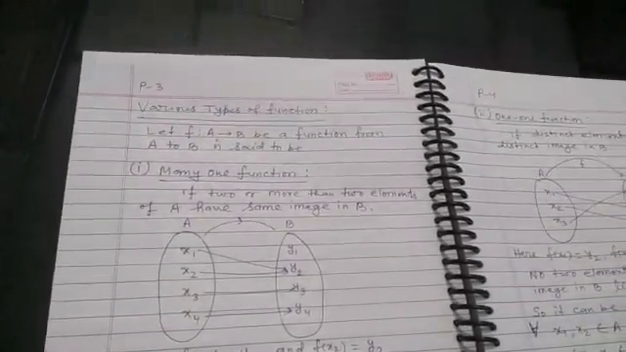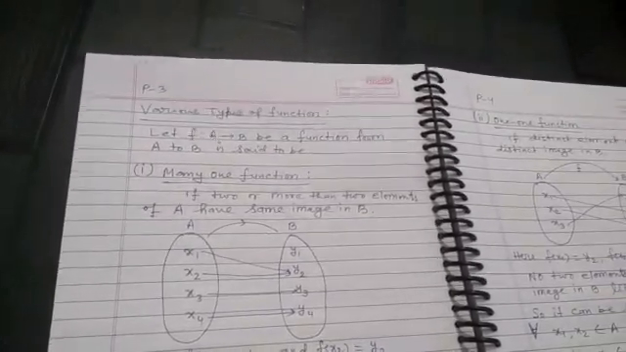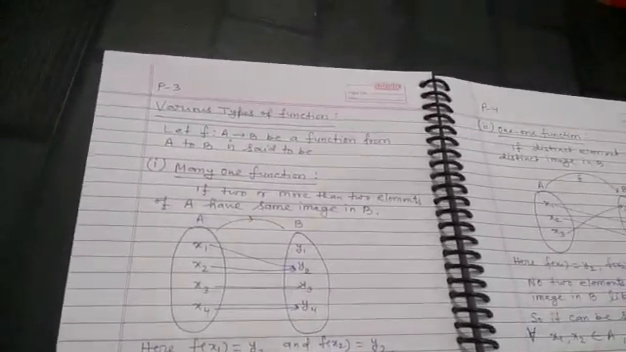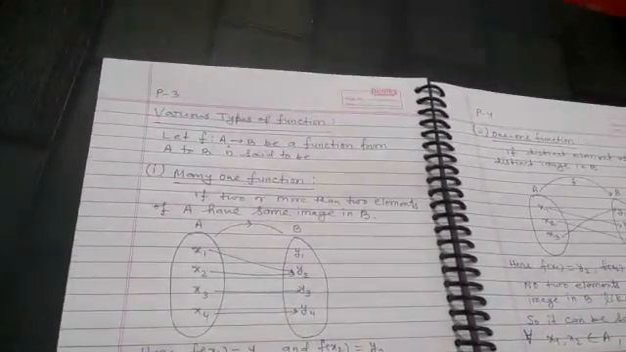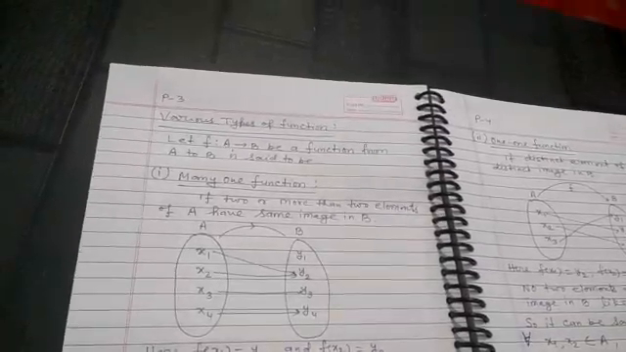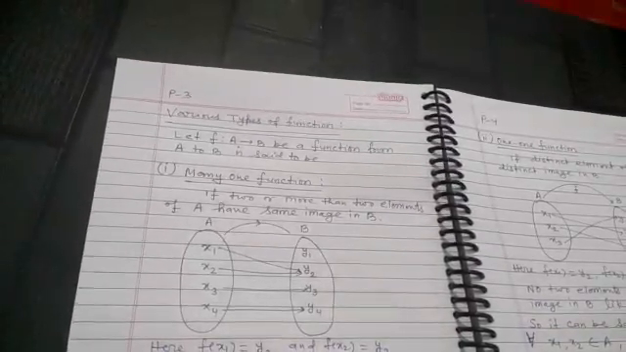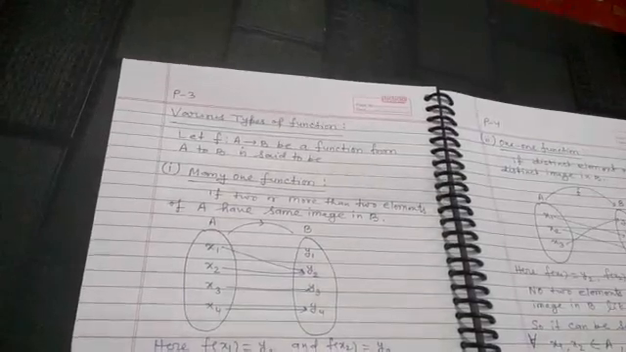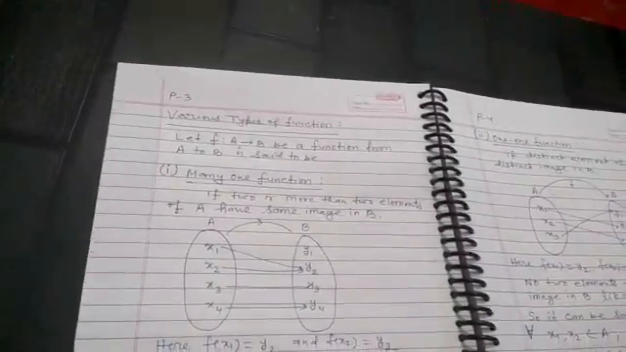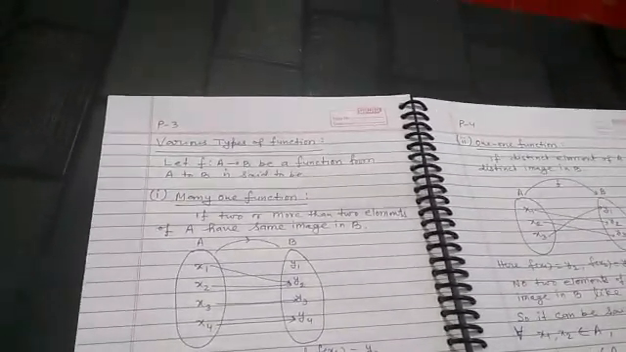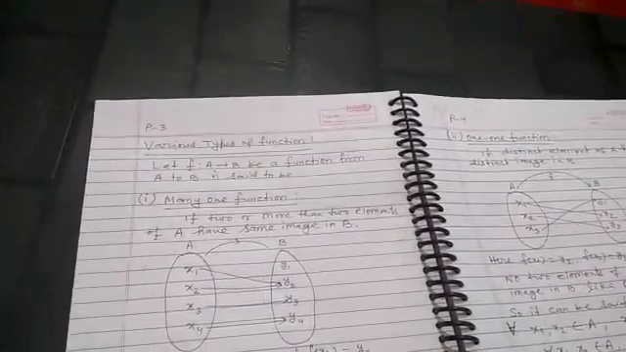A function is either many-one or one-one. Both cannot be together. And the function is either into or onto. Both cannot be together.